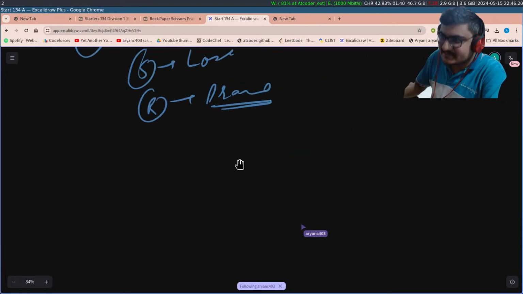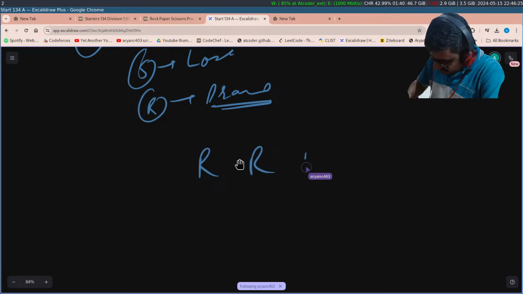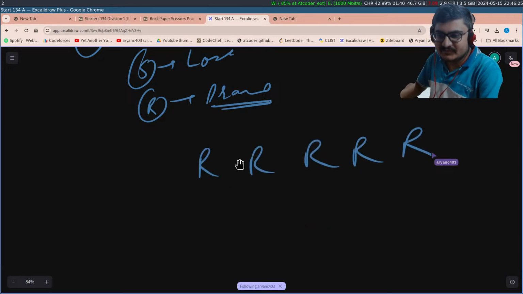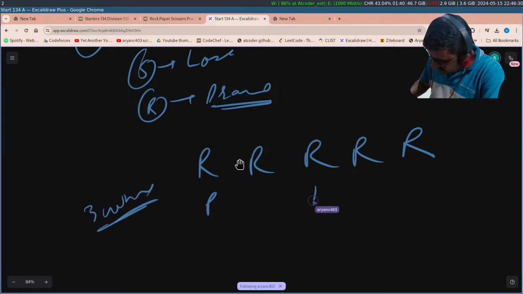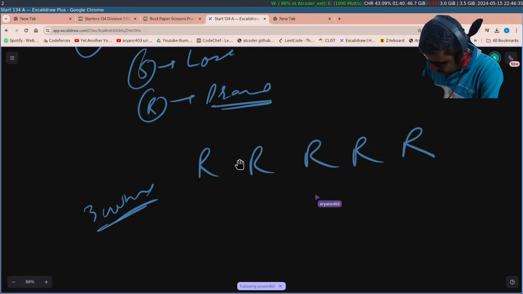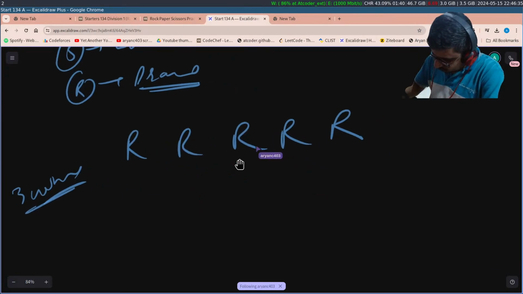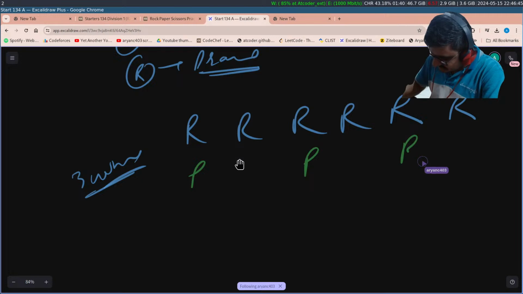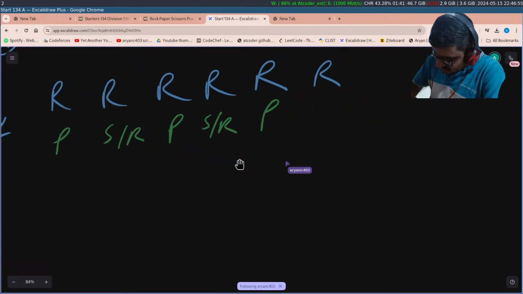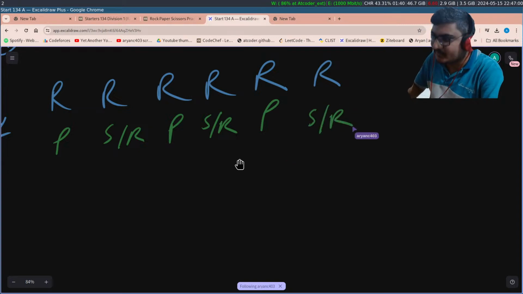Let's say what happens if we have rock 3 times, 6 times. The best we can get is 3 wins, and that would be by playing paper 3 times. These would be the cases. And in the other cases, we can play scissors or rock, whatever we want. We also have 2 choices here.